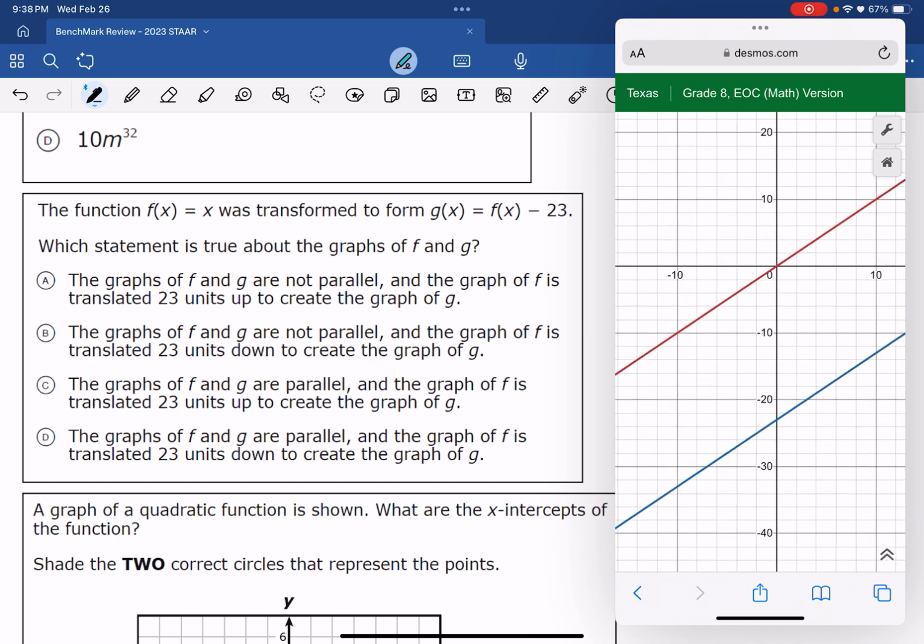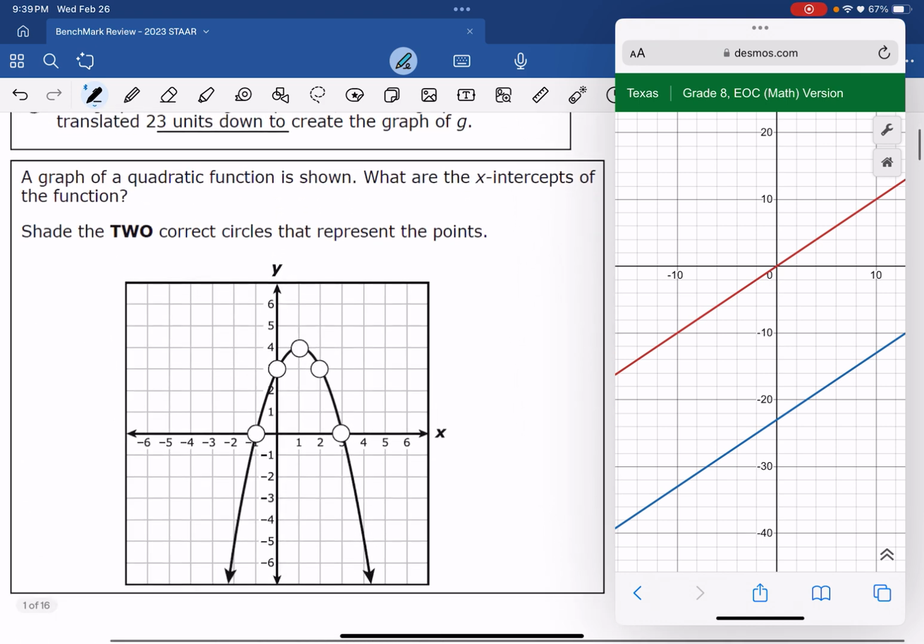So if I zoom out, I can see that if my red graph was the original and my blue, they are parallel lines. They're never going to intersect. So I can get rid of A and B because they say it's not parallel, which is wrong. So these lines are parallel, and then it shifts down. Because the graph shifts down, D is going to be my answer because it says 23 units down.